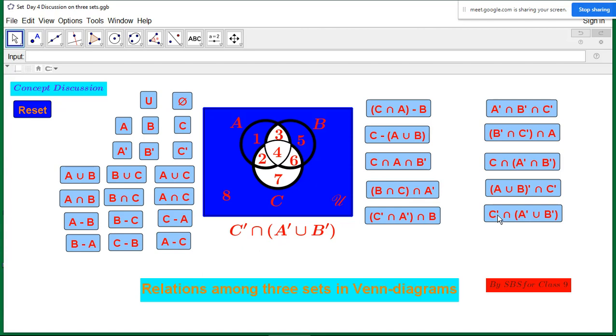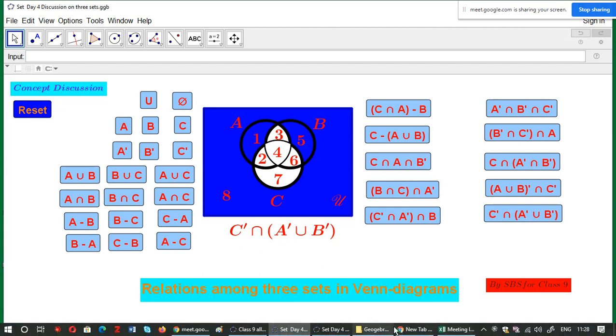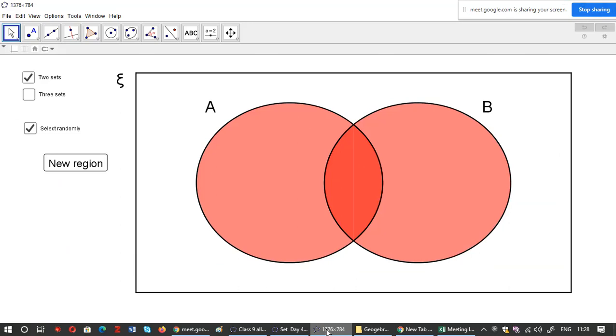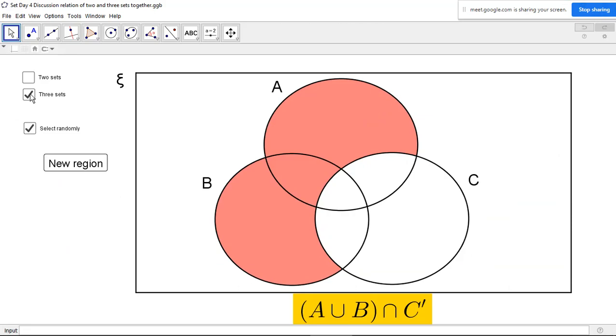Now, moving to the next part, dear students. I know you can explore in those activities which are posted in the GeoGebra class, which you have already done. Now moving to the next part, dear students, some visualization concepts I will show you. Among the three sets, A union B intersection C complement. This is like that. And a new one, A complement intersection B intersection C. This can be done. You can explore.